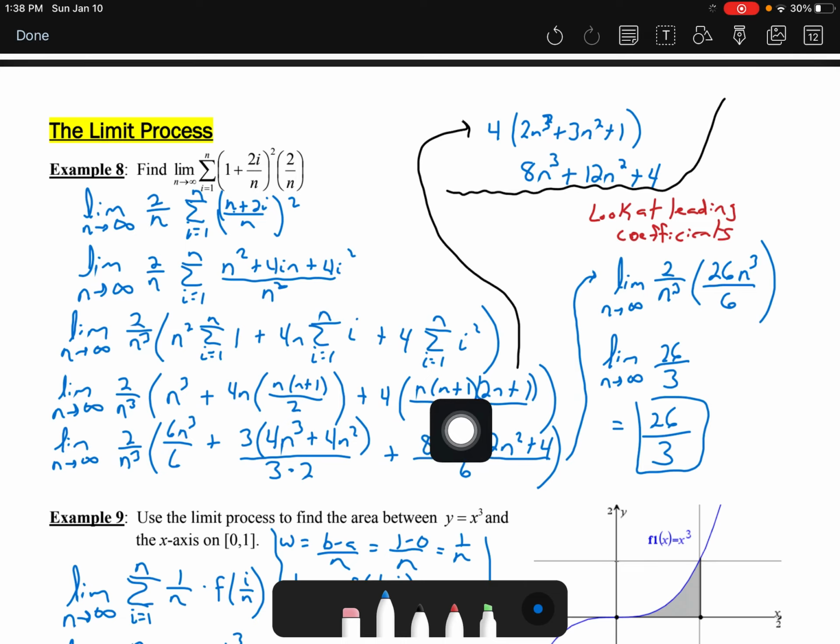We had to FOIL this out, which was 2n squared. Outer is n, inner is 2n, so that's plus 3n plus 1, distributing the n through there, and then the 4 through there. Oops, I think I forgot to put an n on this. Let's see here. Sorry about that, I just lost my train of thought. Oh, no, okay. So I've got that, and then when I distribute the 4, I'm going to have 8n cubed plus 12n squared plus 4 on that piece.